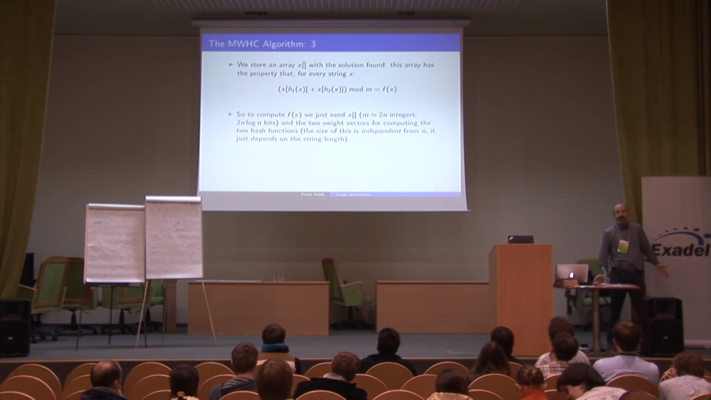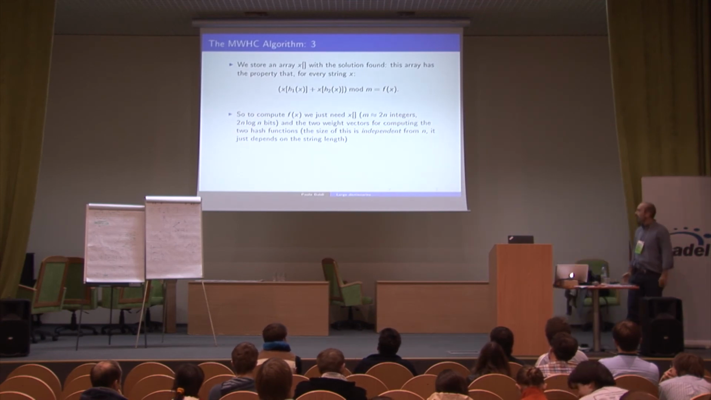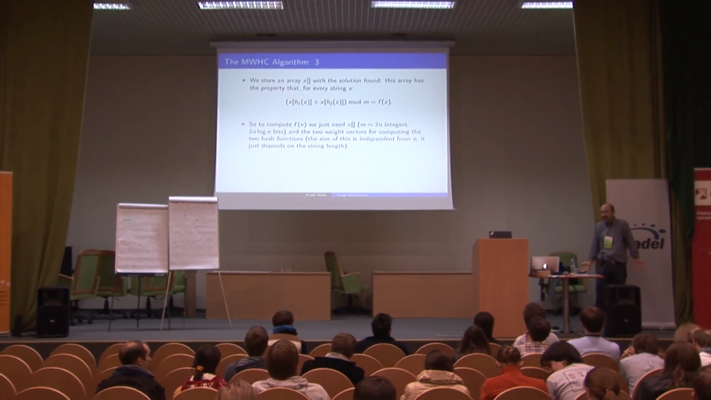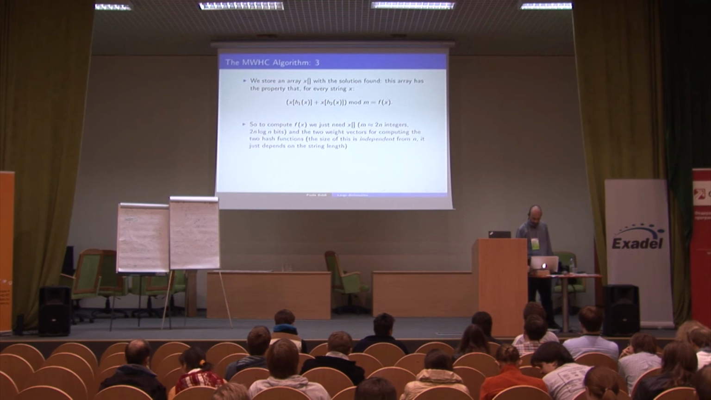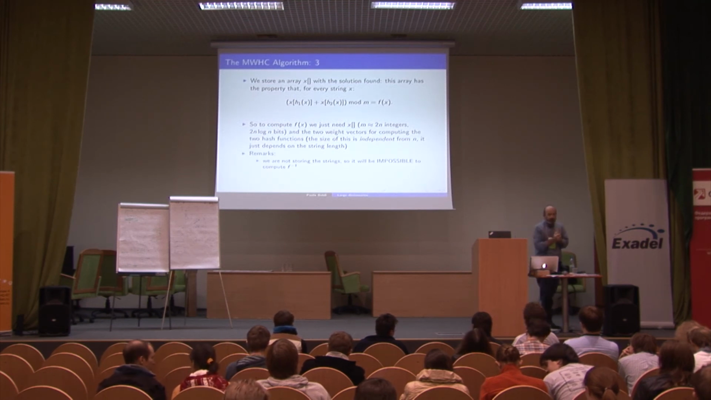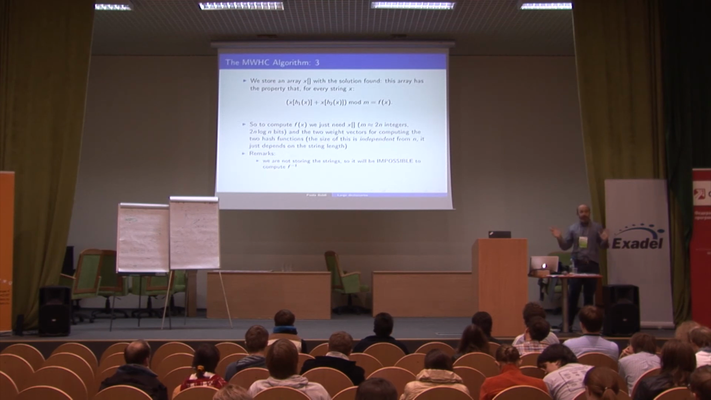2n log n bits, if you have 1 million strings, is 2 million times something bits, which is nothing. You can store it in memory. Observe that we will not be able to compute the inverse of f because we are throwing the strings away.